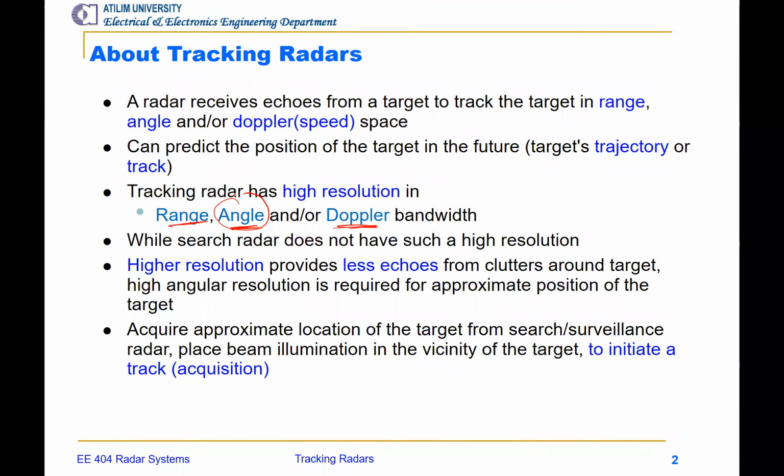Usually, a tracking radar is connected with a surveillance radar or search radar. Once the search or surveillance radar detects a critical target, which could be tracked, then it passes this information to the tracking radar, and then the tracking radar gets the positional information from the search radar and then initiates a track, acquisition, and then track.